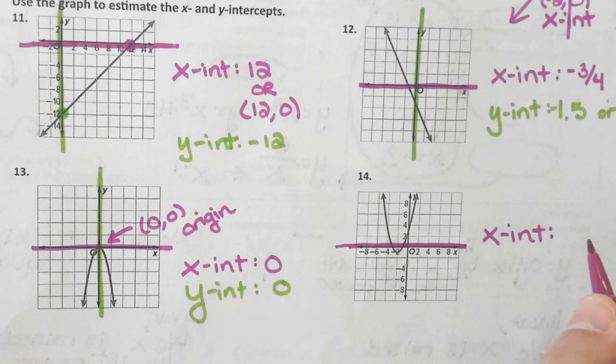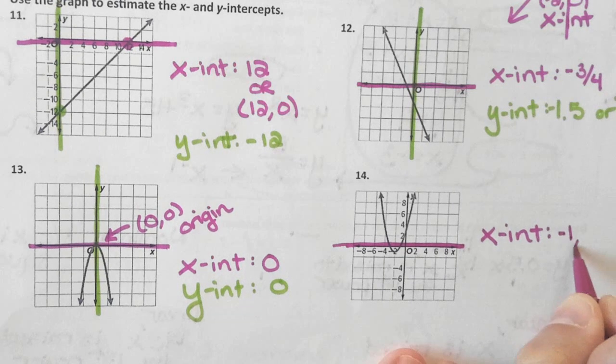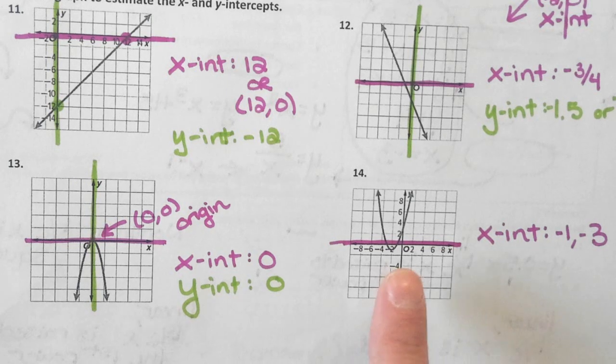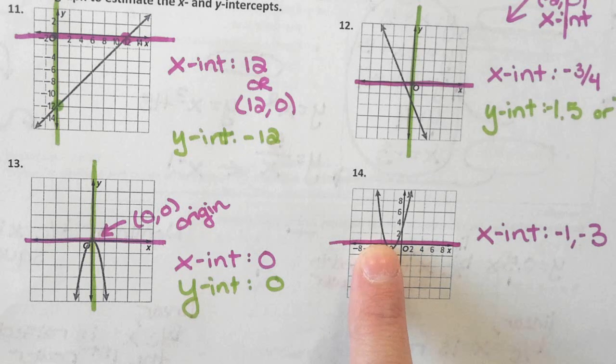1 and 3. Careful. -1, -3, right? So we're counting by 2s. If I ever don't give you a scale, like you see number 13 has no scale on it, assume you're counting by 1s unless I tell you otherwise. So this one's counting by 2s, so when I look at about where it touches -1 and -3.